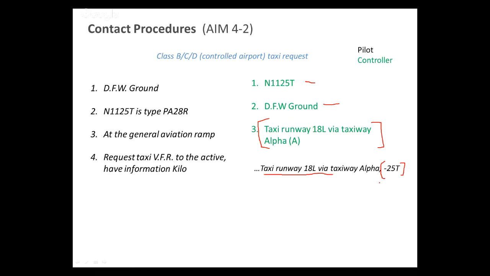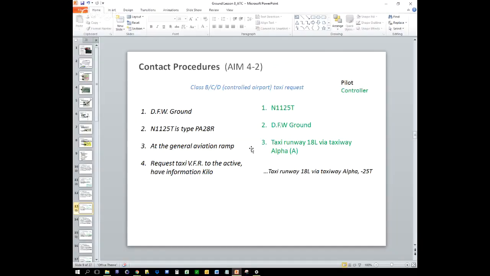Now you can use shorthand identification once you've already made your initial contact. Your initial contact should always be the full identification of the aircraft. Once you've already established communication and you're talking to the person, you can cut it down to typically the last 3 characters.